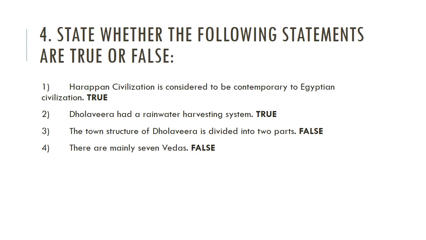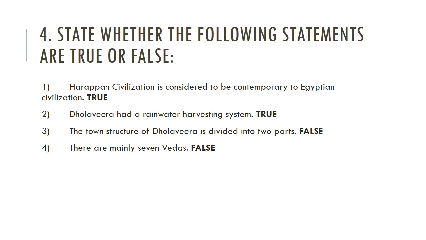Third, the town structure of Dholavira is divided into two parts. False. All the other towns of Harappan civilization were divided into two parts, but the town structure of Dholavira is divided into three parts: citadel, fort, then upper town, and then lower town.